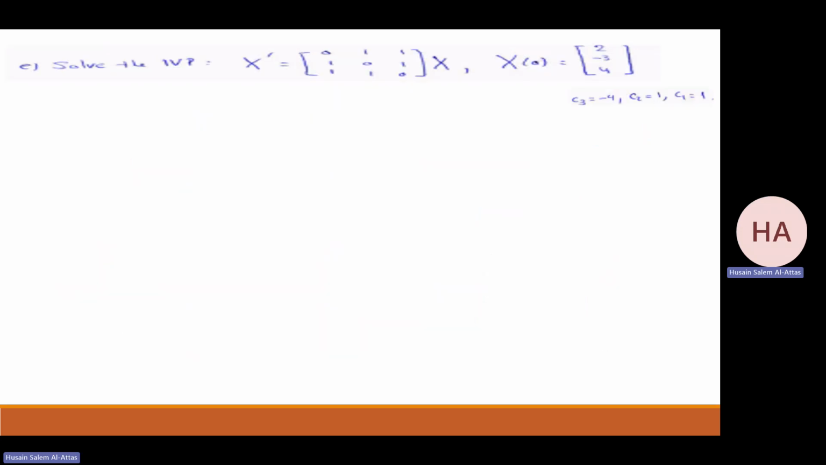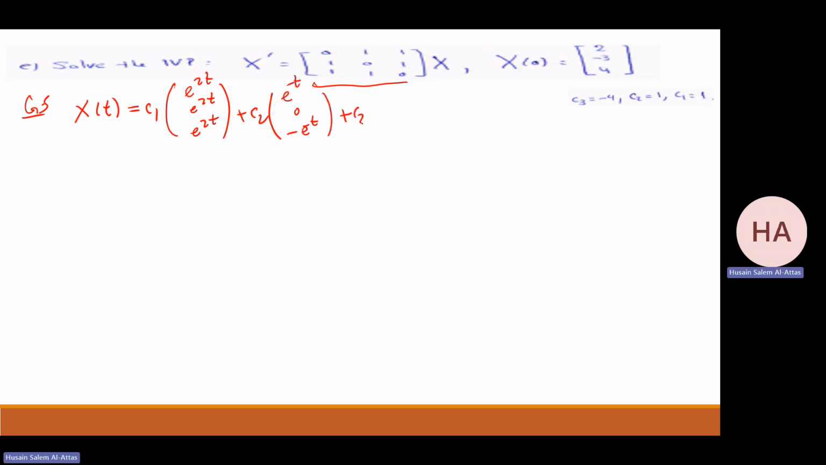Now, he wants me to solve this initial problem. By the way, this is the same matrix. Now I have this initial condition. So, don't forget the general solution, X of t, will be C1 times X1, that will be E2t, E2t, E2t, plus C2. What is that? E minus t, 0 minus e is minus t, plus C3. What is that? 0, 1 minus 1.